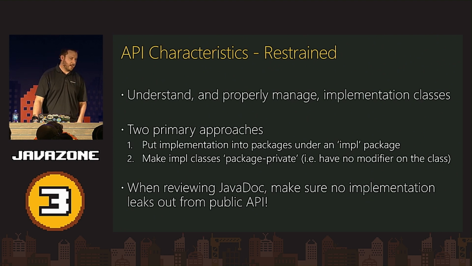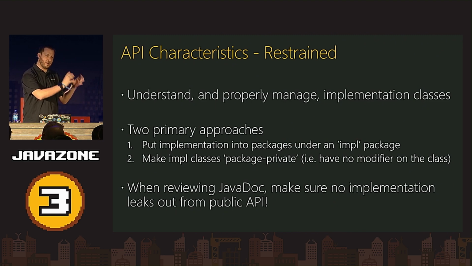It's very important that we understand what is our public API and what is implementation. So there's really two different ways we can do this. We can have an impl package or an implementation package or an internal package, something that delineates public API from private API or private implementation.